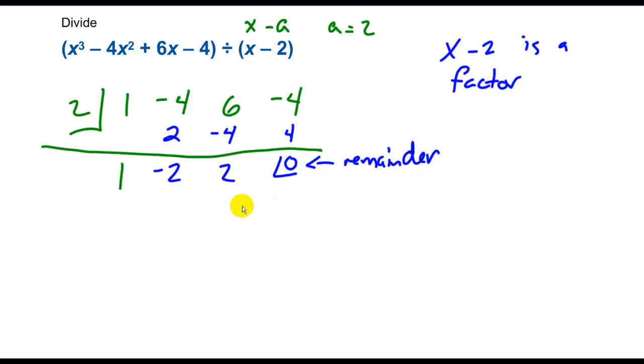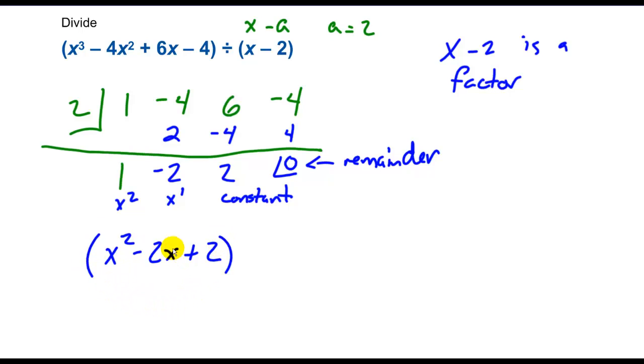Now, what's my solution though? Because I just have numbers now. Well, it turns out that if this is my remainder, then I go backwards in ascending powers of x. So our first term is a constant, then this is x to the first and x to the second. So my answer is x squared minus 2x plus 2. And I know that if this is a factor, then x minus 2 times x squared minus 2x plus 2 is equal to x cubed minus 4x squared plus 6x minus 4.